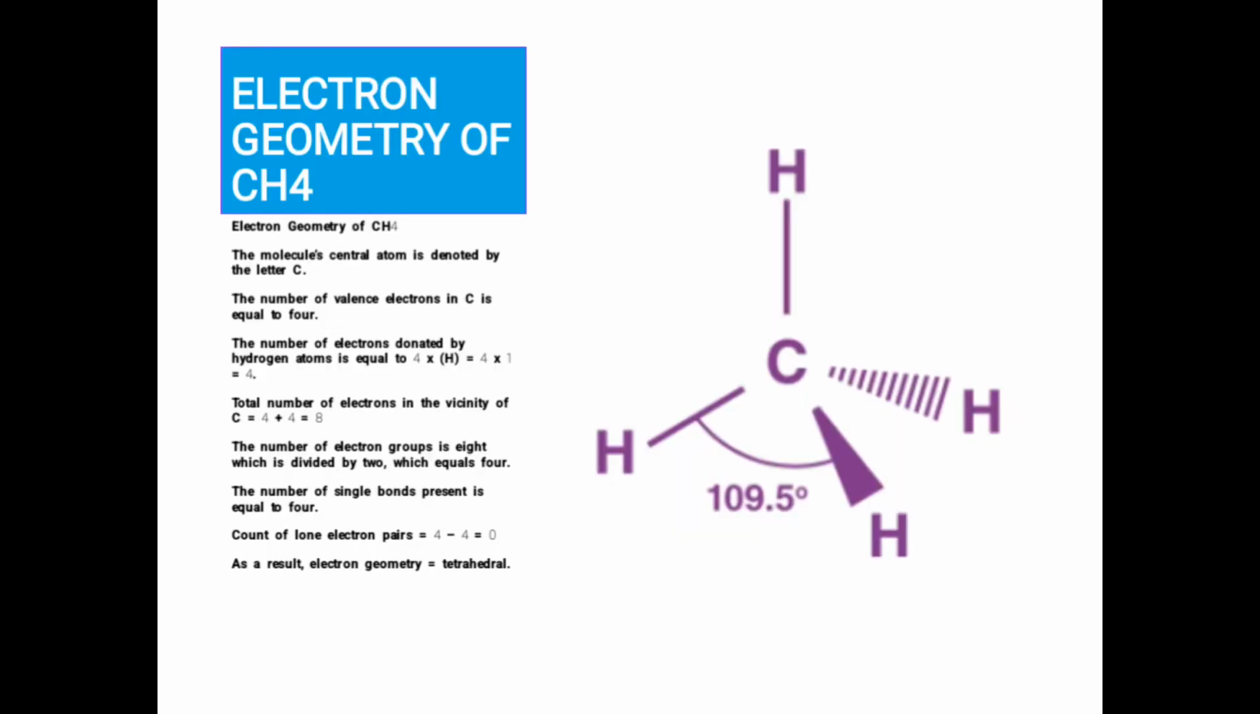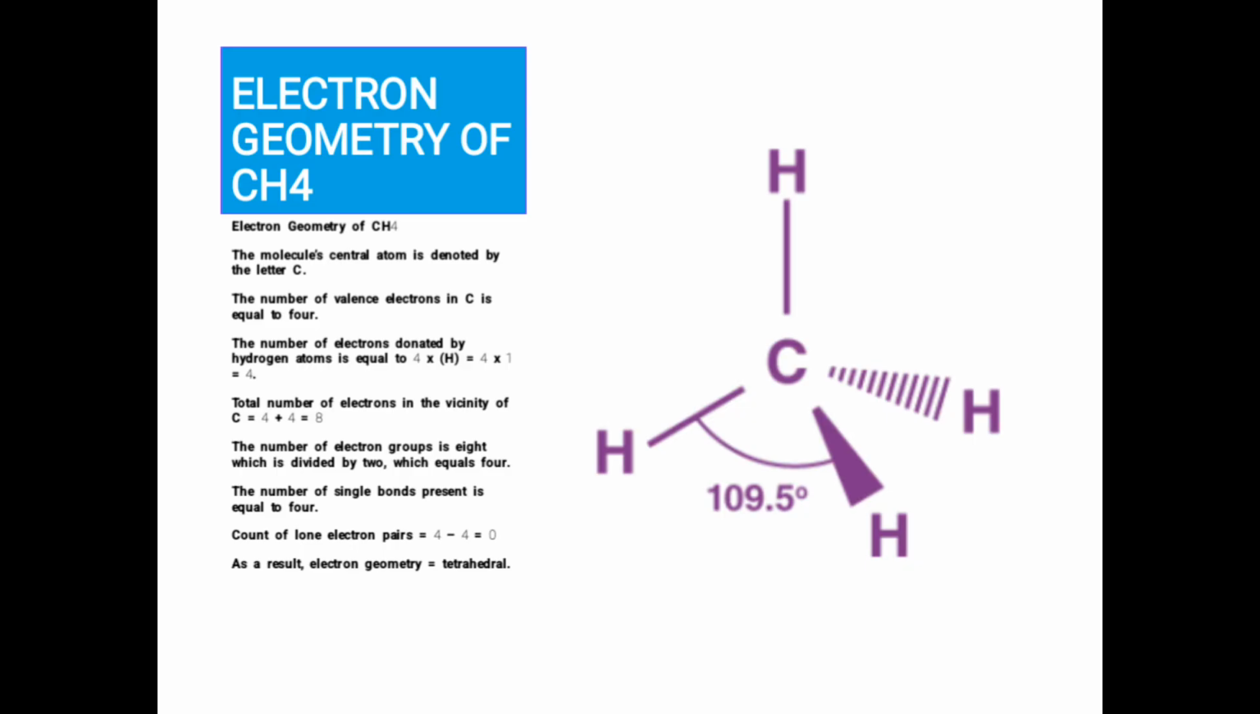Let's look at the electron geometry of CH4, for instance. How do we calculate the electron geometry of CH4? The molecule's central atom is denoted by the letter C. We can see it here. The number of valence electrons in C is equal to 4, because carbon is 2, 4. Then the number of electrons donated by hydrogen is also 4, because each hydrogen atom has 1 electron each, so 4 times 1 gives you 4.